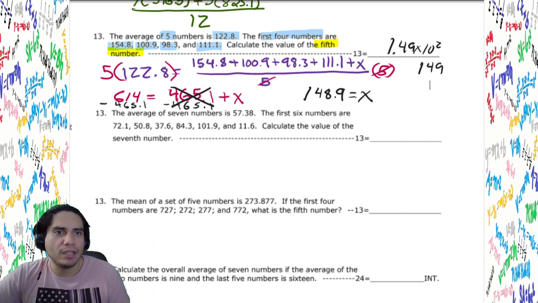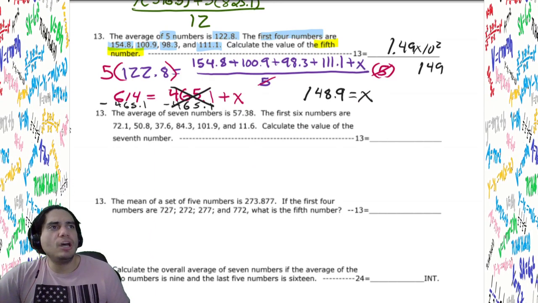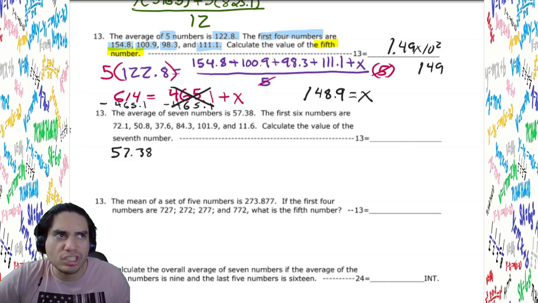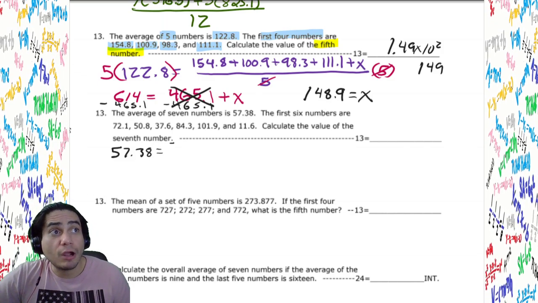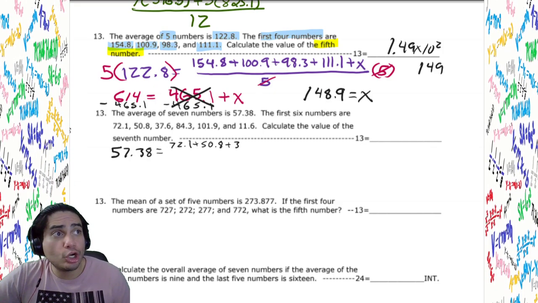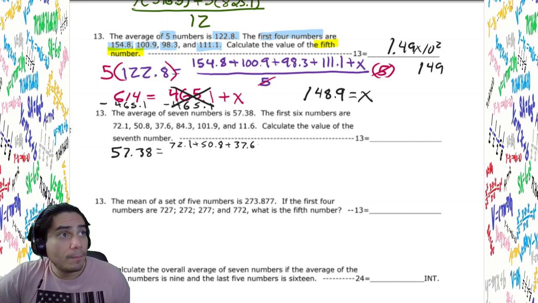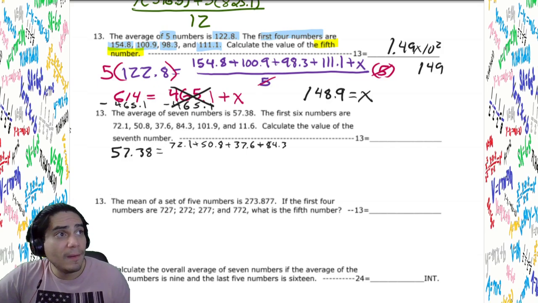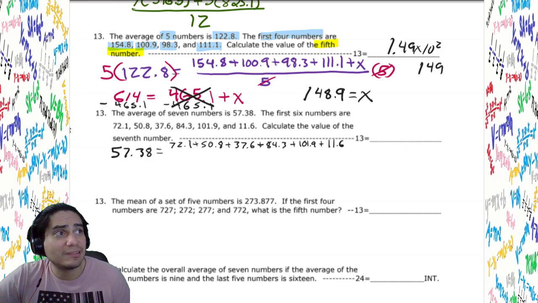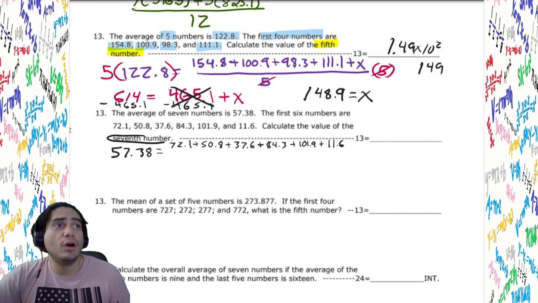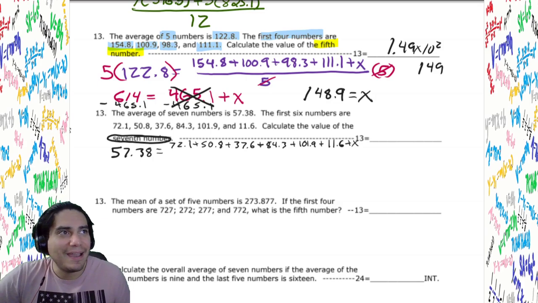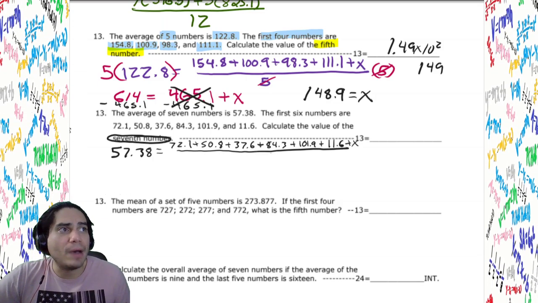I like these problems, all right? So check this out. The average of seven numbers is 57.38. That's what I see here, and hopefully that's what you see. So the first six numbers are 72.1 plus 50.8 plus 37.6, okay, plus 84.3 plus 101.9 plus 11.6. We need to calculate the value of the seventh number. So we got seven numbers really, plus X. And at the end, we divide by 7.